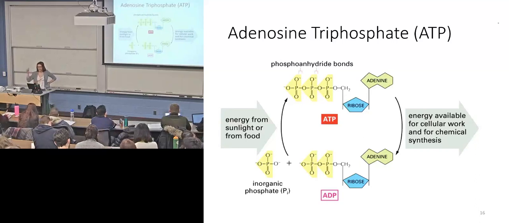It has adenine, a nitrogen-containing base, attached to a 5-carbon ribose sugar, and then it has 3 phosphates on it. So technically ATP is a nucleotide, but we don't think about its role in polymerizing into DNA or RNA. That is not how we think of ATP.